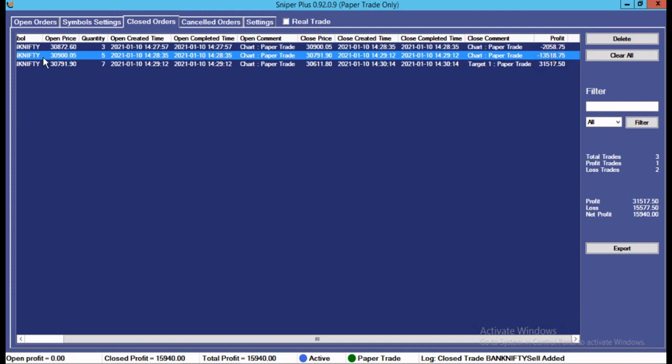The second call, the quantity we took as 5, and the second trade is also in loss. The third trade we took the quantity as 7, and the third trade is in profit. And here we can see it will restart from the beginning. The total trades are 3, profit is 1, total loss is 2, and the net profit is 15,940.